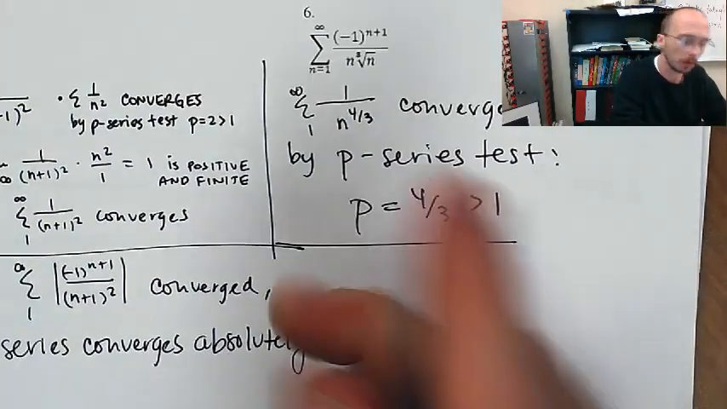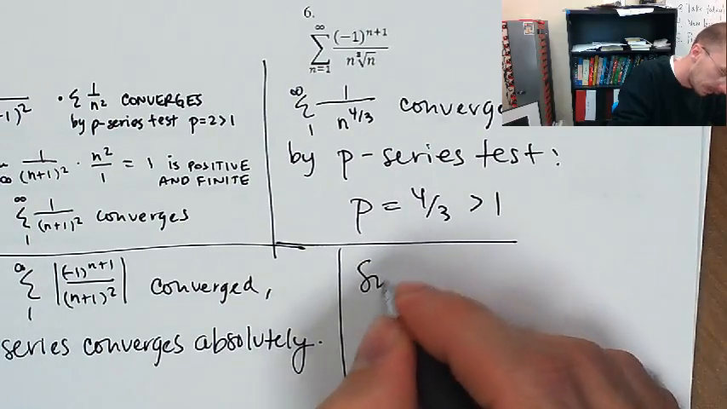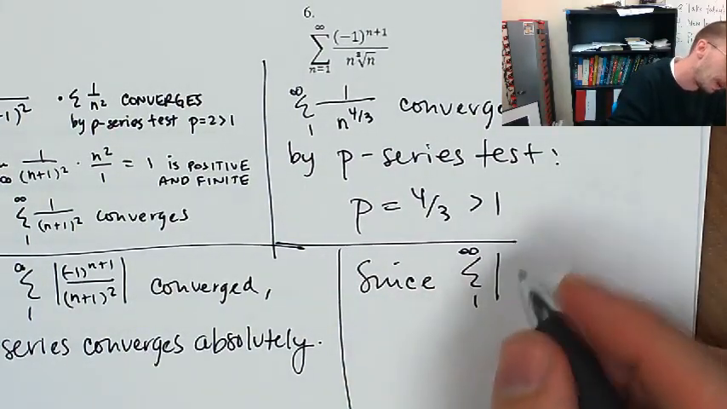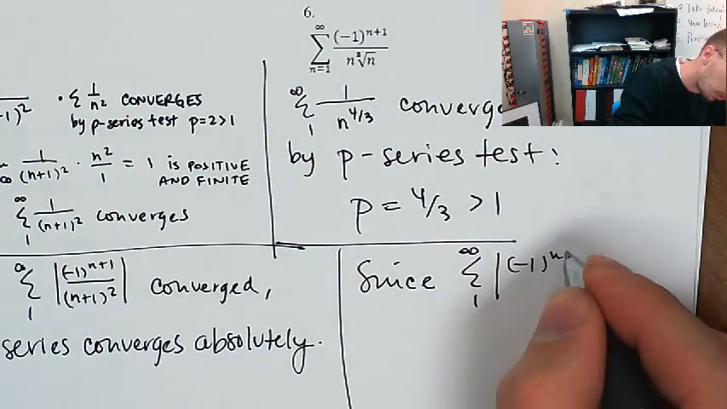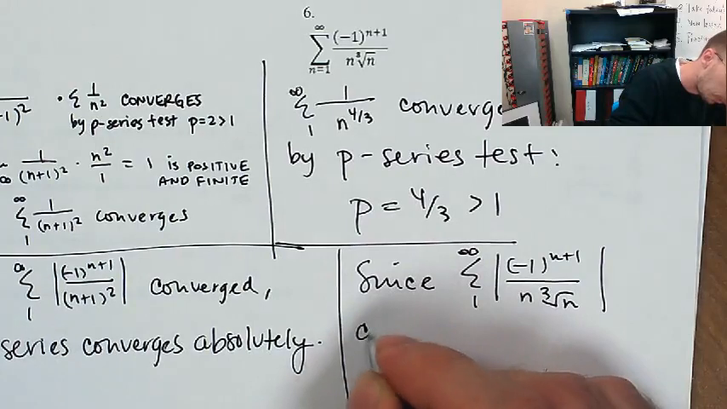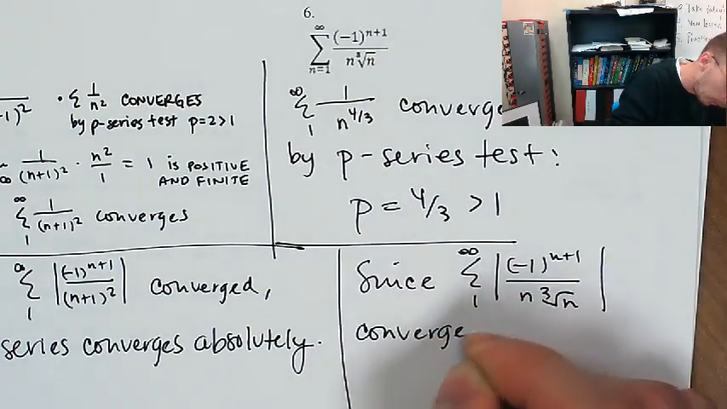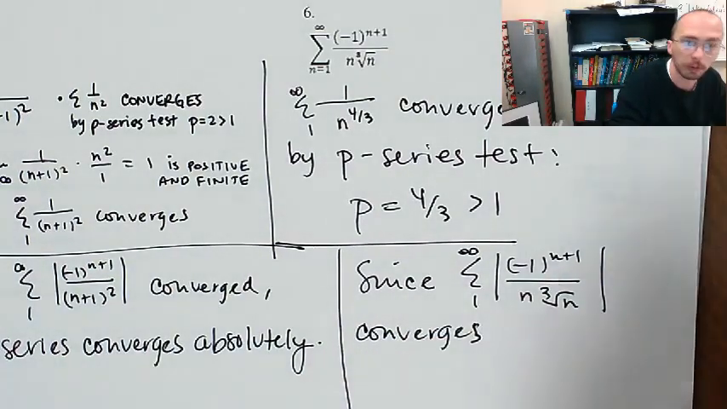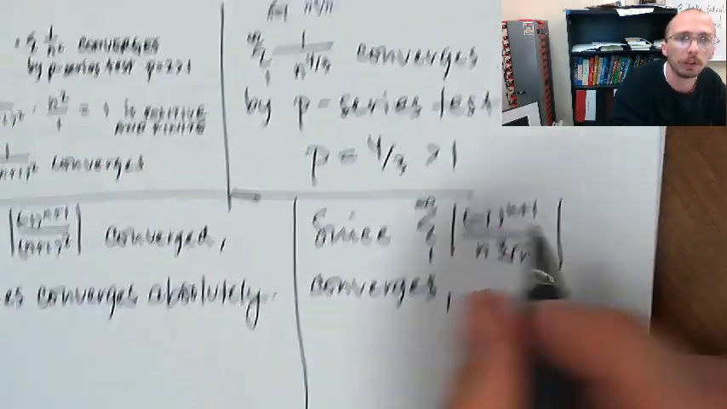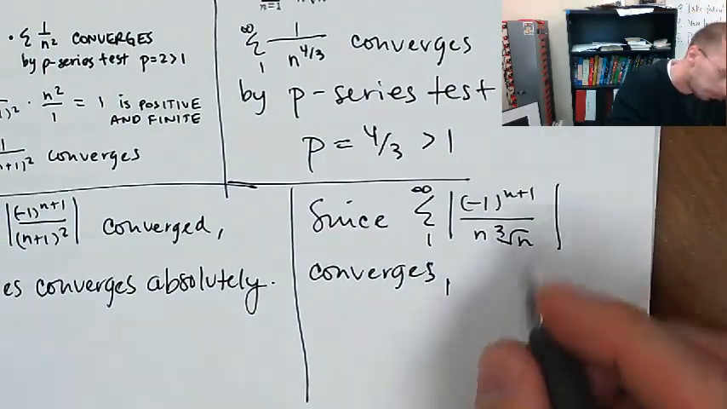Now I'm going to say that since the sum from 1 to infinity of the absolute value of the terms converged, I could say converges or converged, whatever you want, the series that we're interested in, this one converges absolutely.